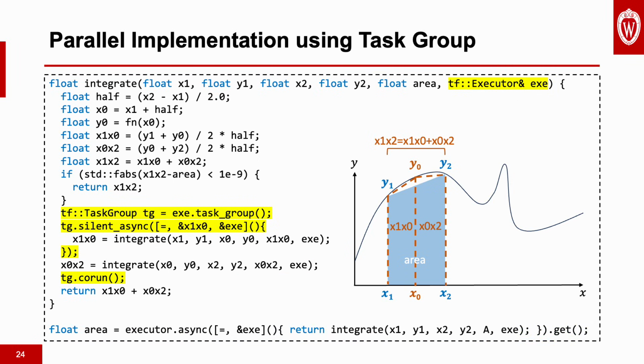This slide shows another parallel implementation using Taskflow's task group. Basically, the implementation is similar to the previous one, except that we pass the executor as an input argument from which we can create a task group. For the same performance reason, we also adopt the tail optimization for one trapezoid recursion.